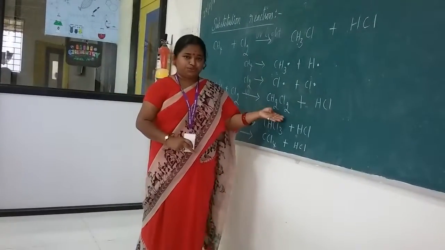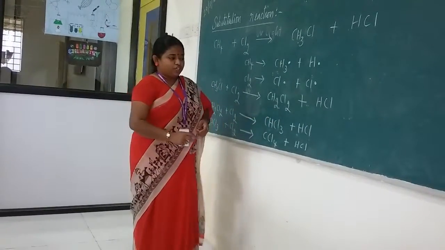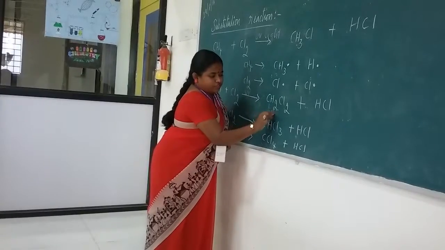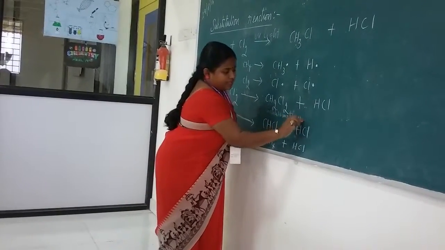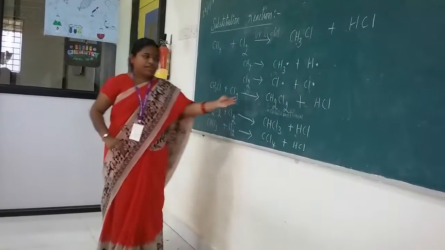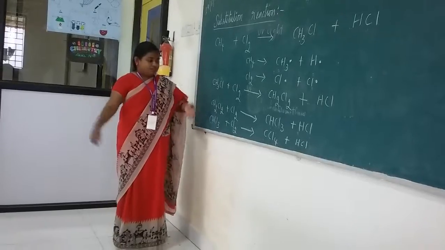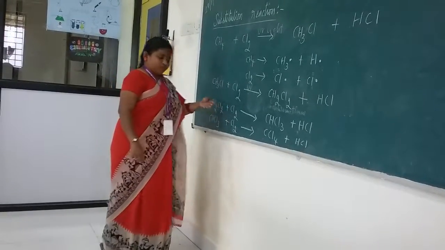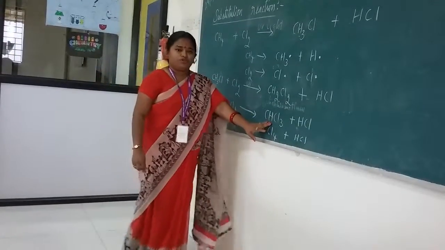So CH2Cl2. The name of this compound is dichloromethane, plus HCl. So again when dichloromethane reacts, it's a chain reaction. When again a Cl2 molecule reacts with dichloromethane, you will get chloroform.